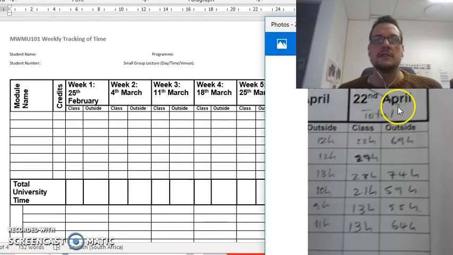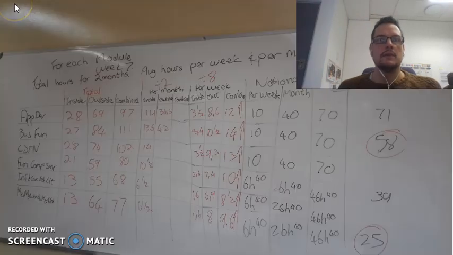So what I suggest you do, instead of having week 8, you cross that out and write total, and then you can add up for your time the total spent in class, the total spent out of class, and next to it you can put the total combined. So let's have a look at some of the things you can do with the data.